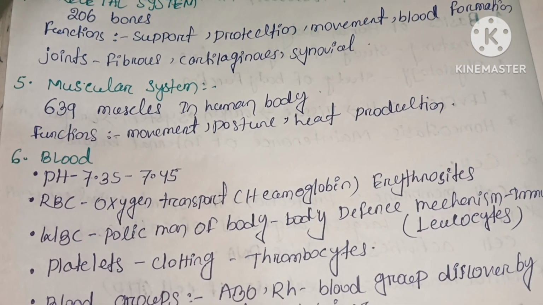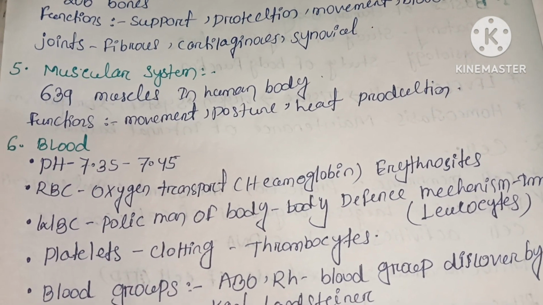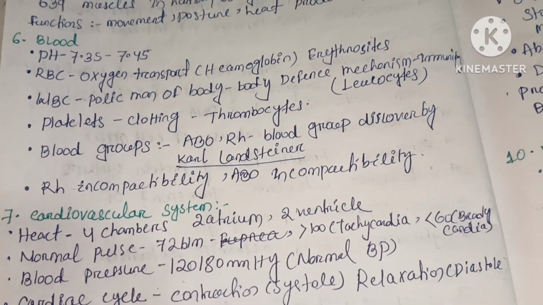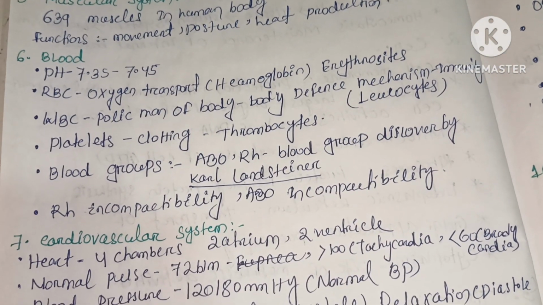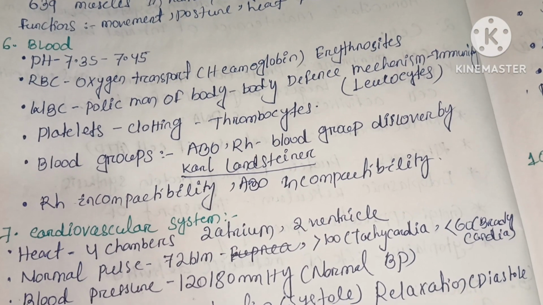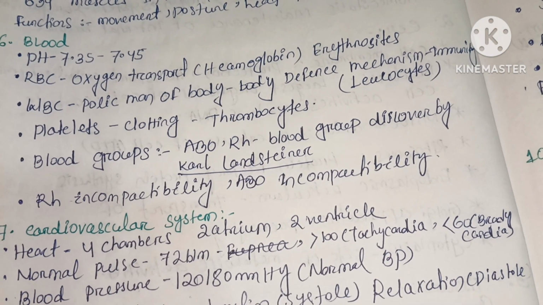Skeletal system, it contains 206 bones. Function: support, protection, and movement. Joints: fibrous, cartilaginous. Then the muscles: there are 639 muscles in the human body. Movement, posture, and maintenance are the functions of muscles.